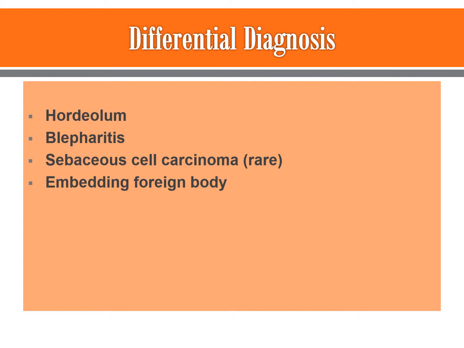So when we look at differential diagnosis, we're looking at hordeolums, we're looking at blepharitis, we're looking at sebaceous cell carcinoma, which is very rare, and an embedded foreign body. So those are just some of the things that we need to think about when we are looking at someone who does have a chalazion.